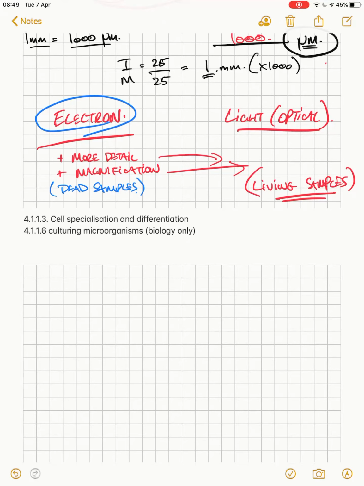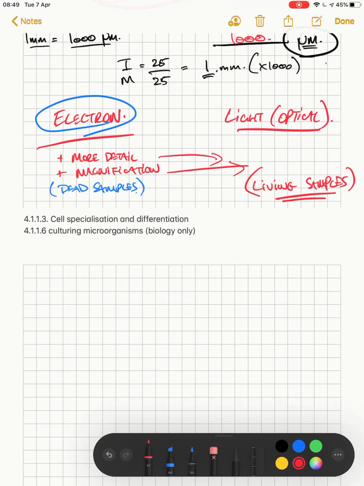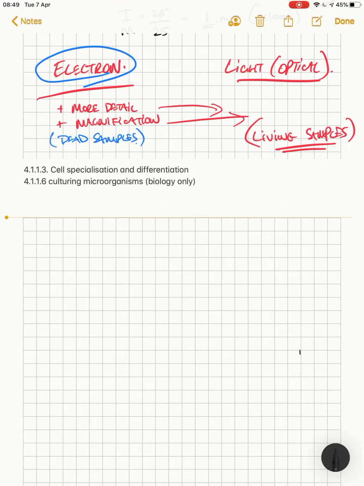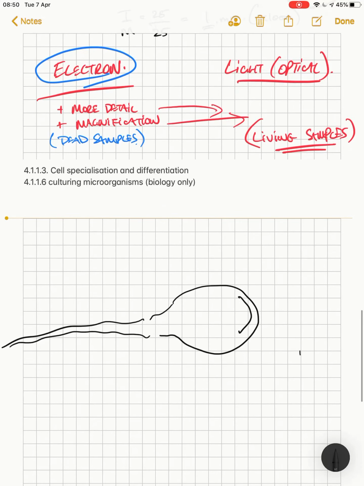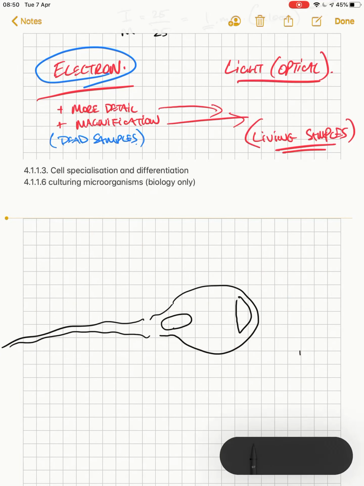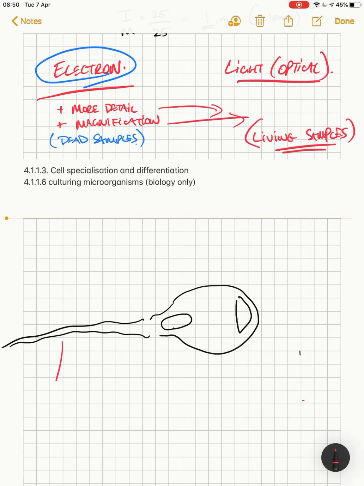So we're going to build on what we did yesterday and talk about cell specialisation. If something's specialised, what that means is essentially it's specialised to do a particular job. So if we take a classic example of a specialised cell, a sperm cell has a few unique features that make it adapted to do its job. It has a tail, or a flagellum, that allows it to swim towards the egg cell that it's going to fertilise.